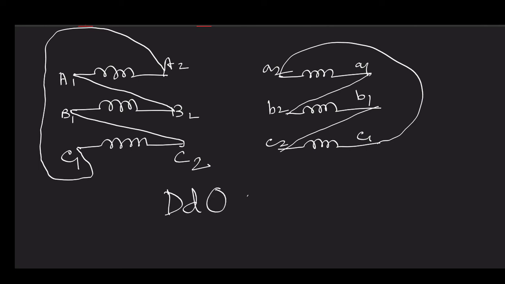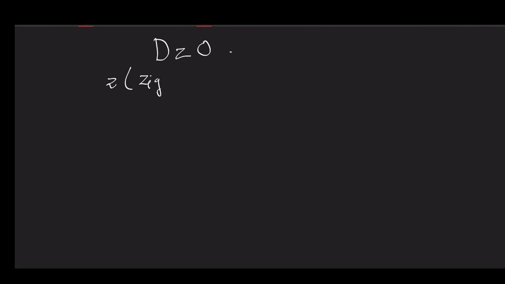Now this is the case, and also we can have, probably we have reached the end of this page, we can have dz0. dz0 is a very interesting connection. Please note that this z is for zigzag, or interstar connection, it is known as.